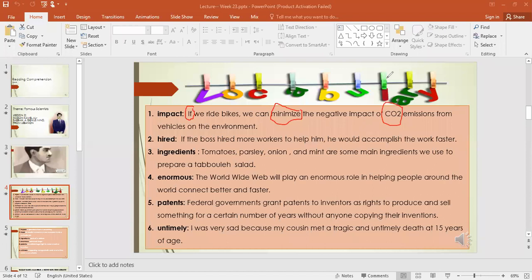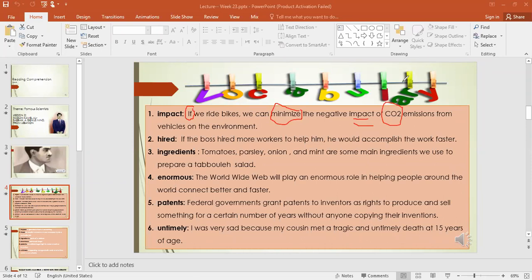CO2 has a negative impact on the environment. So what do you mean by impact? Effect. Very good. It's a result or an effect. See how we are trying to guess the meaning through context clues? This is how you guess the meanings through context clues. Let's now move to the second word.